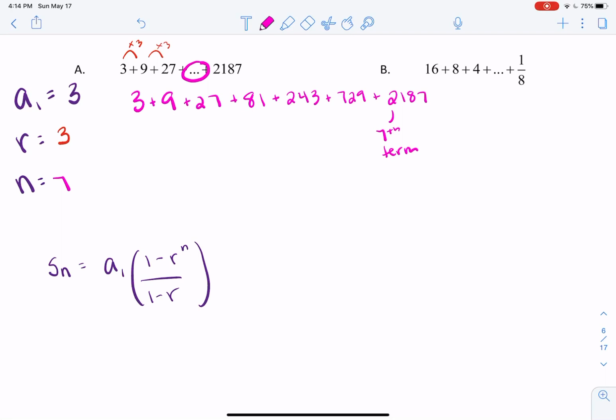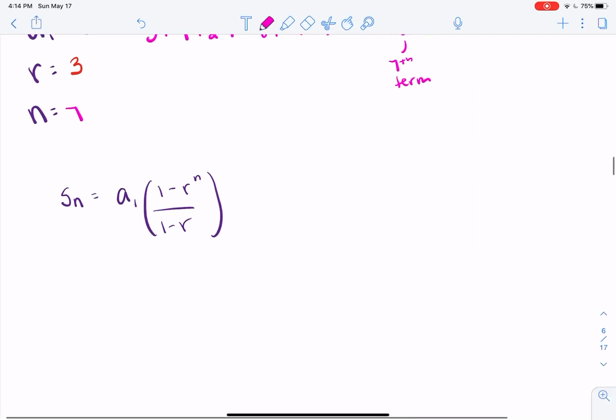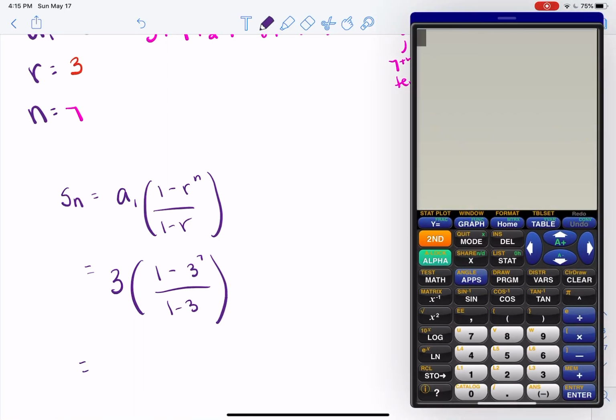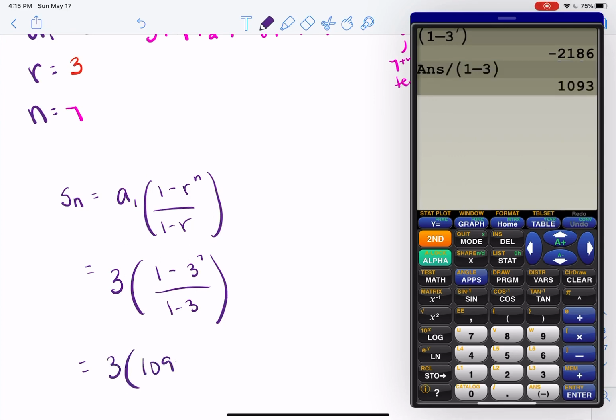So we now have everything we need to plug in. So we've got our first term, which is 3, times 1 minus 3 to the nth power all over 1 minus 3. So I just plug them in. Now, you want to be careful with the calculator. I kind of like to break things up a little bit. If you've been in my class or watched my videos, you kind of know that's my style a little bit, to just break things up. I get a little nervous. So I just did what's inside the parentheses. So that was 3, and then that would be 1,093. So then let's multiply them. So that gives me 3,279.